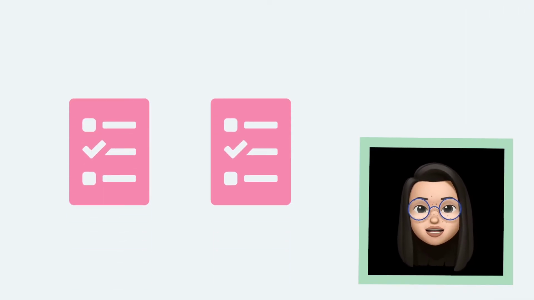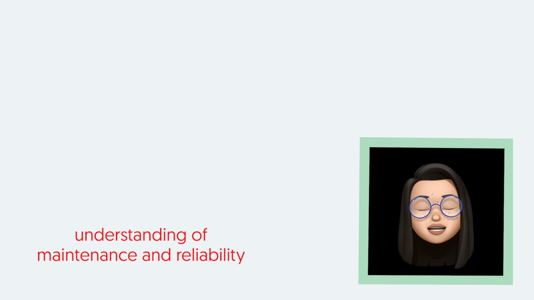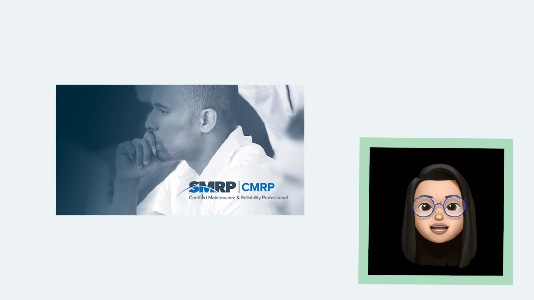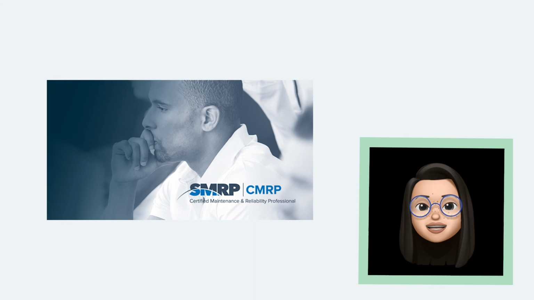In the next section, you'll take 2 maintenance comprehension quizzes that build on all of the information you've learned in this course to take your understanding of maintenance and reliability to the next level. The questions are modeled after those found on the Society for Maintenance and Reliability's Certified Maintenance and Reliability Professional, CMRP program. Good luck on the quizzes, and congratulations on completing this course.